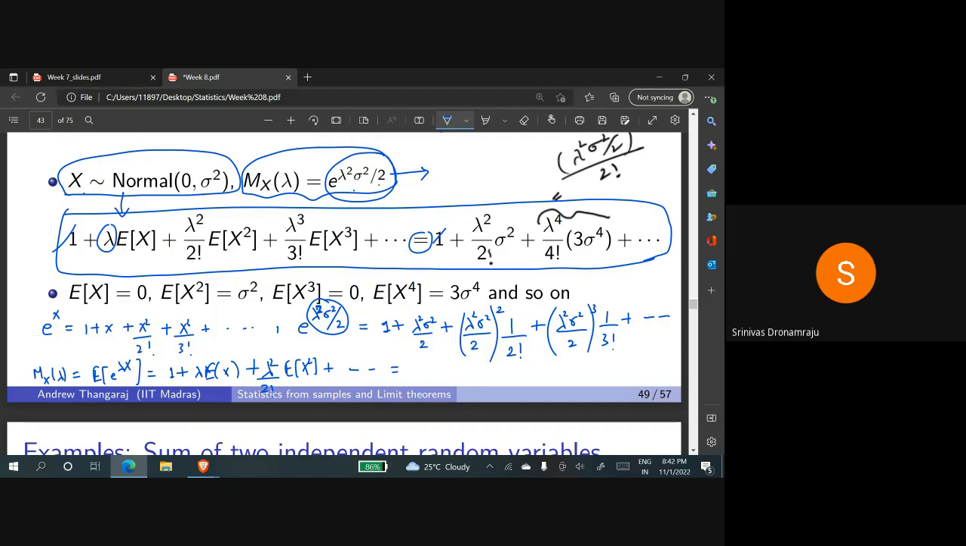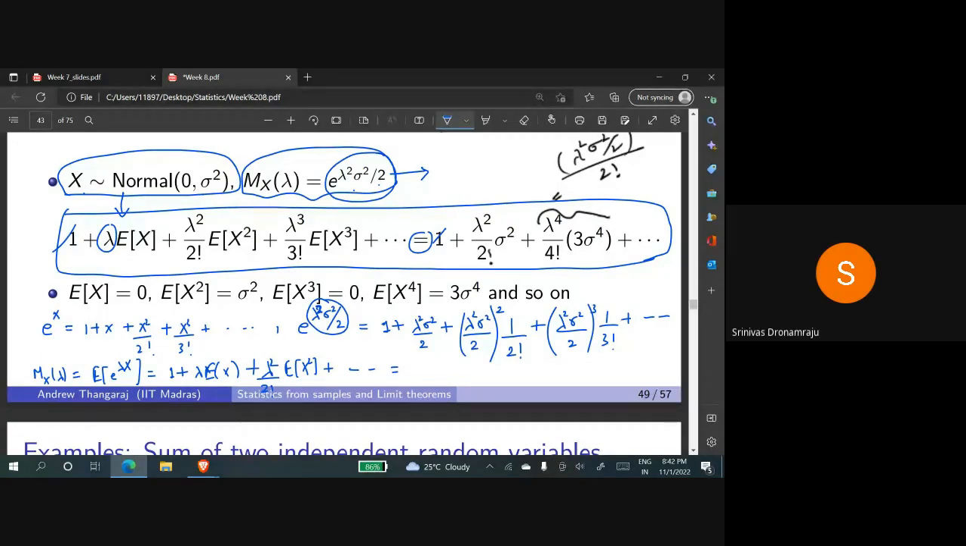Voice is not clear. Yeah, voice is not clear. Now, I think why is the value of x lambda square sigma square by 2? It should be lambda sigma square by 2. Where? From the value of x. I'm not able to understand what you're saying.